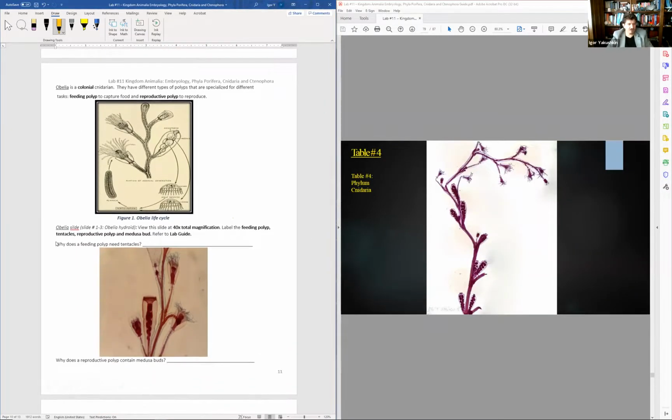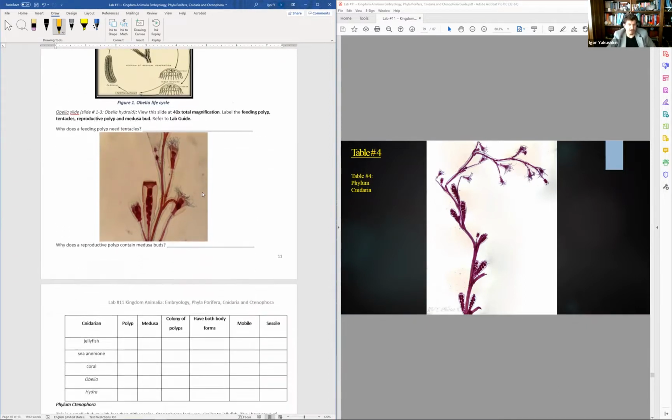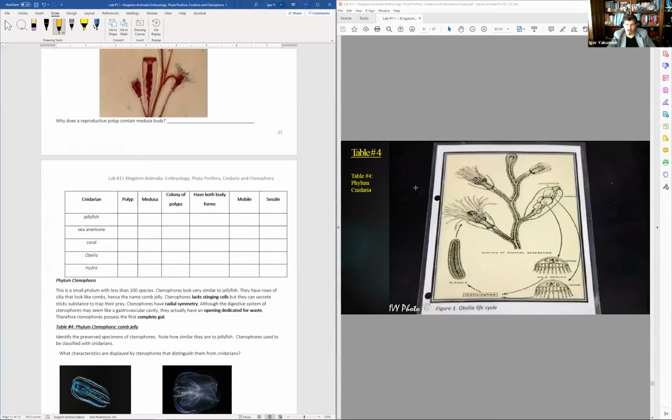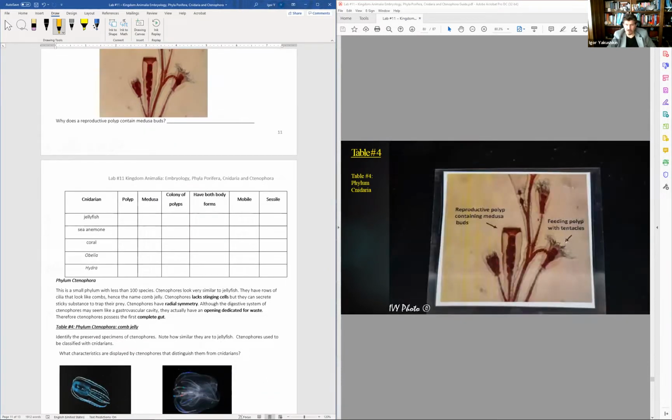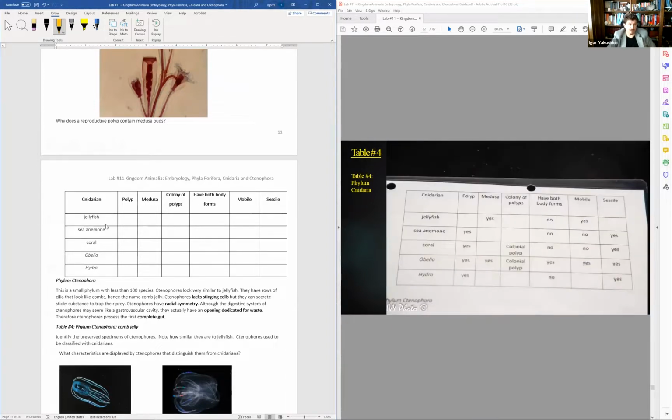And here we have a question saying, why does a feeding polyp need tentacles? To capture the prey and then get it inside and digest it. Why does a reproductive polyp contain the medusa buds? Medusas are free floaters, easier to exchange the genetic material. Now here we're looking at the table. So here's the picture showing you the feeding polyps and the polyps containing medusas, and you can actually see them under higher magnification. So here we go.